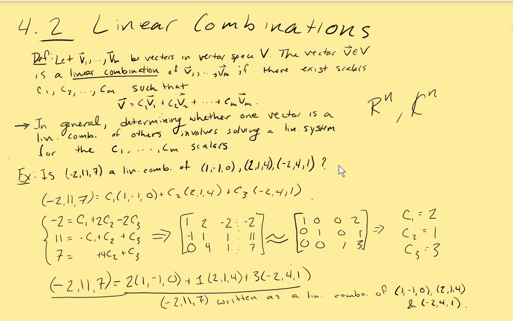And that is the general procedure. If we want to take a given vector like negative 2, 11, 7 and see if it is a linear combination of 3 other given vectors, we're just trying to solve this system, which amounts to a linear system that we already know the procedure for. If we can solve it, which we could in this case, then we can say definitively, yeah, that vector we started with is a linear combination of the 3 given vectors. We'll continue in the next video.